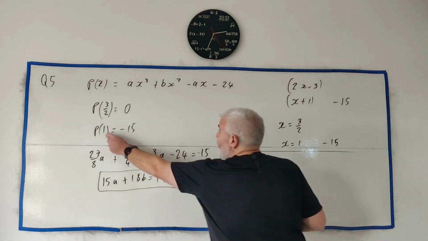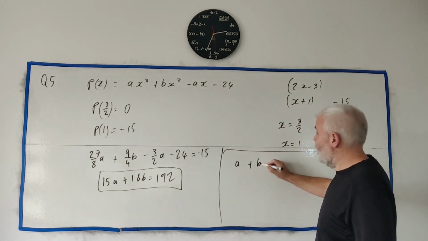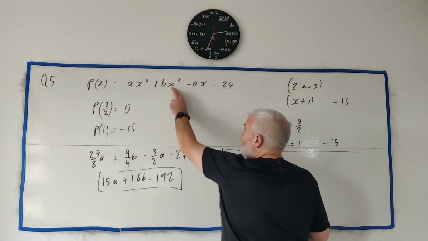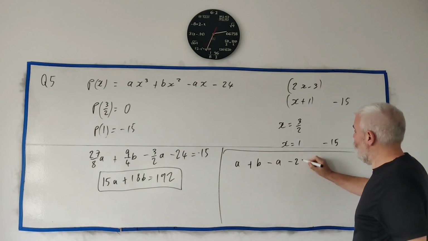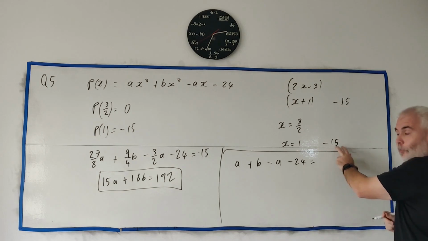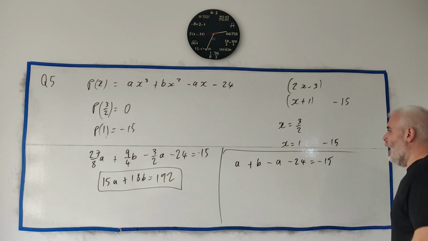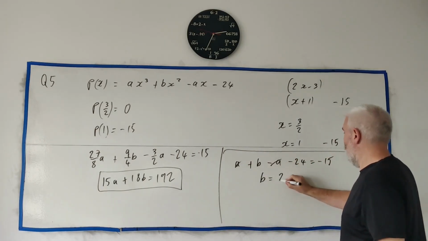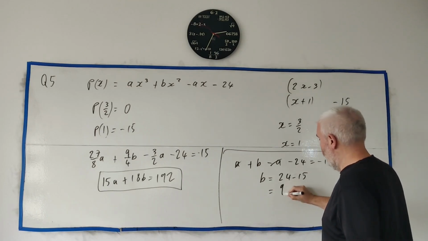If I put 1 in up here, I'll get A, I'll get plus B, I'll get minus A. I'm just putting 1 cubed, 1 squared, 1. They're all 1. Minus B, minus 24, and I know that the answer is minus 15 because that's the remainder at that point. That's just a theorem in maths. Let's see, the A's cancel. We're left with B is equal to 24 minus 15, or B is equal to 9.